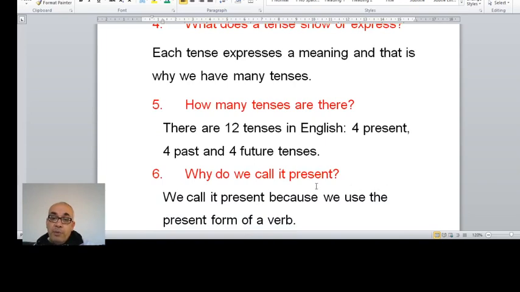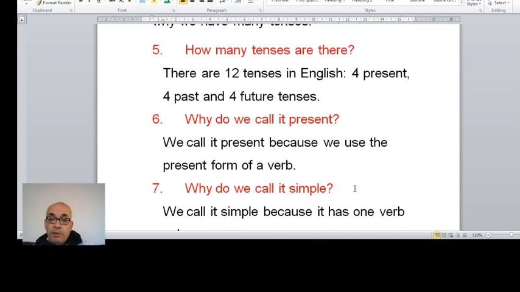And now this is very important. Why do we call it present? We call it present because we use the present form of a verb. So we use the present form of the verb, and that's why we call it present. And I will show you examples, a lot of examples.